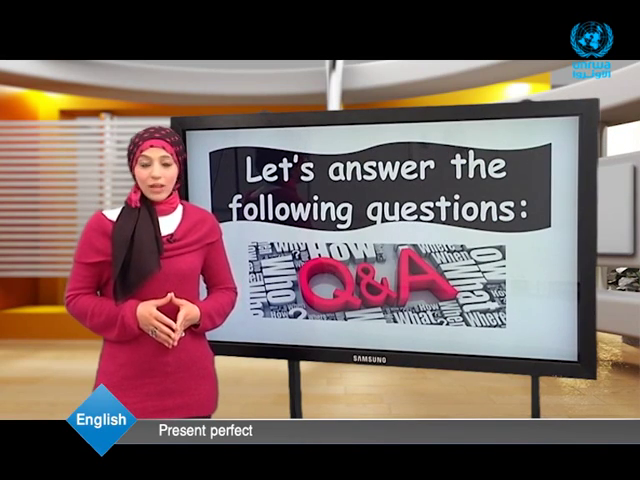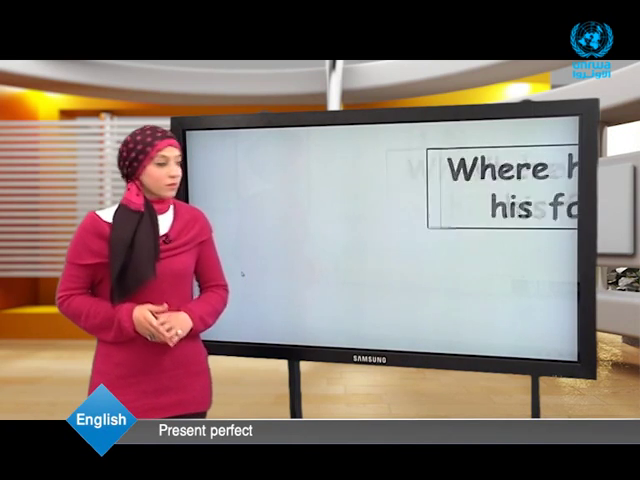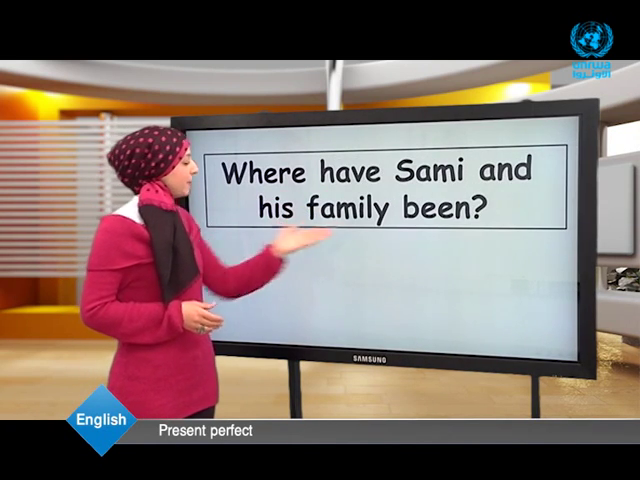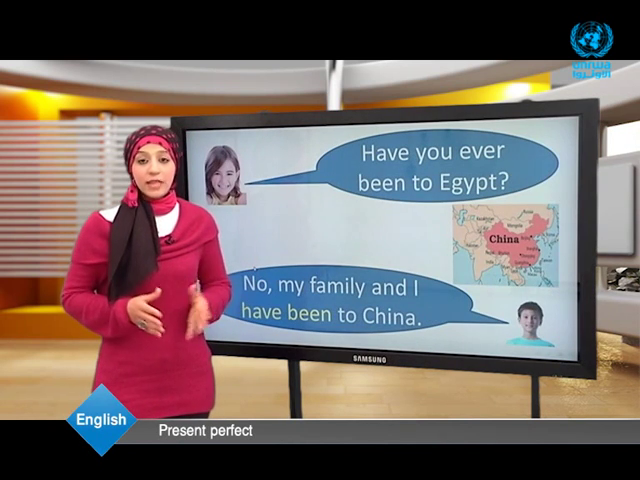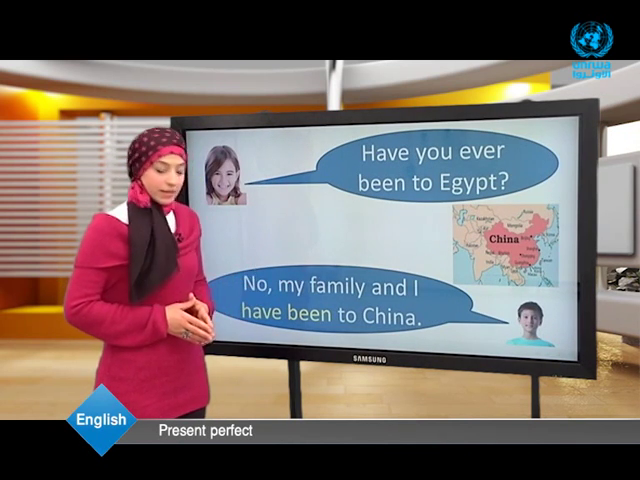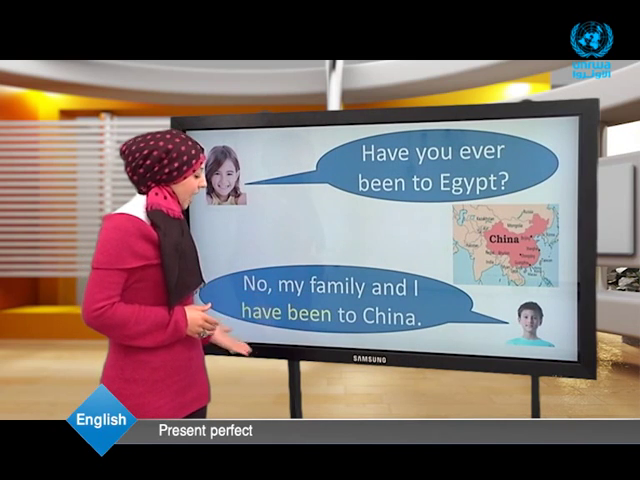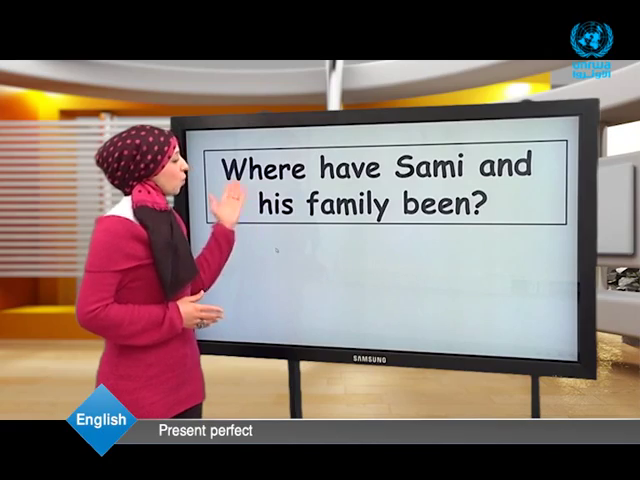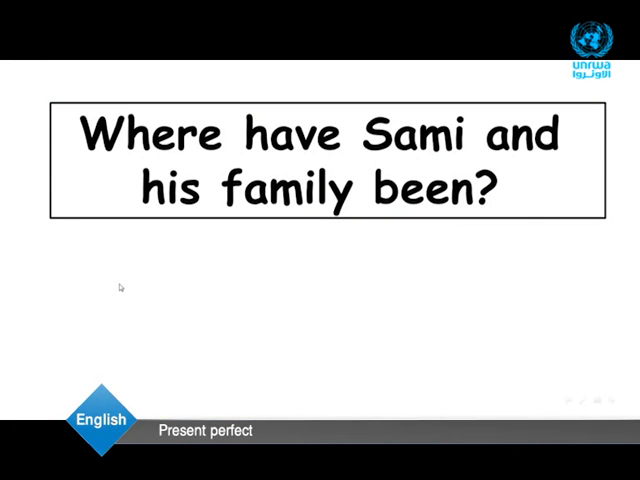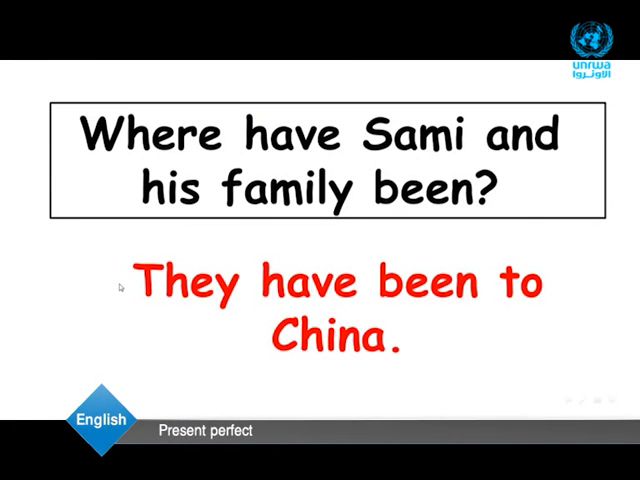Now let's answer some questions. The first question. Where have Sammy and his family been? Let's go back to the dialogue text and find out the answer. Sammy says, my family and I have been to China. So the answer is, they have been to China.